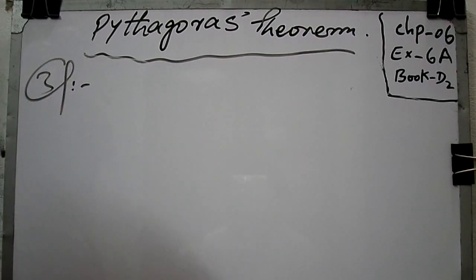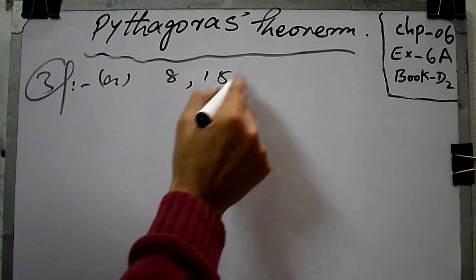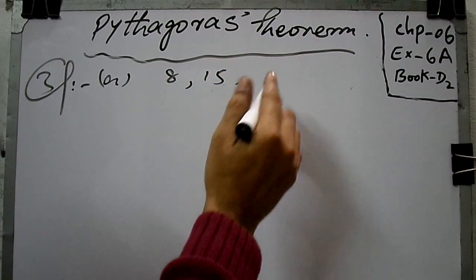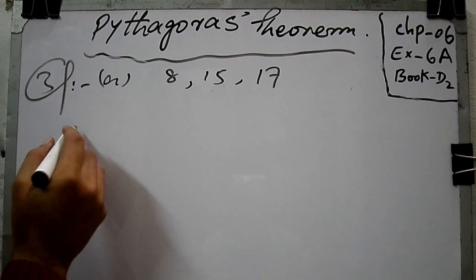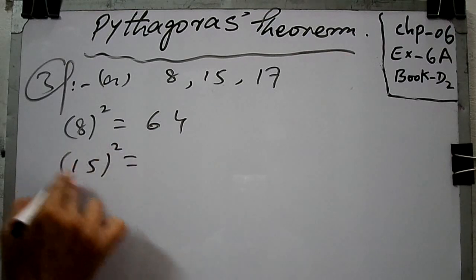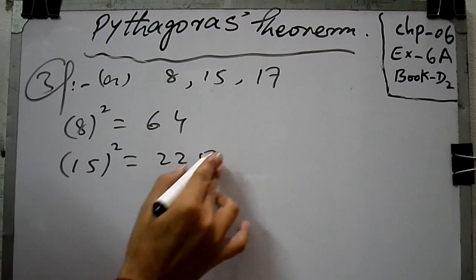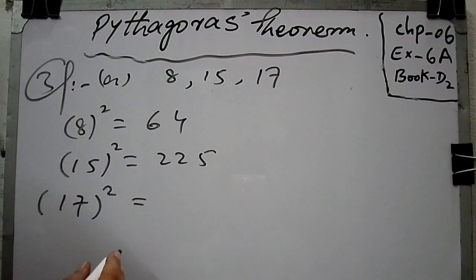In question number 3, you can see in your textbook, which of the following could be the length of the sides of a right angle triangle. In part A: 8, 15 and 17. First of all, you have to find the square of each. The 8 square will give 64, the 15 square you will get 225, and the next one is 17 square, you will get 289. So you can put in Pythagoras theorem.